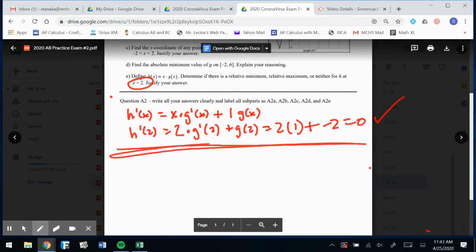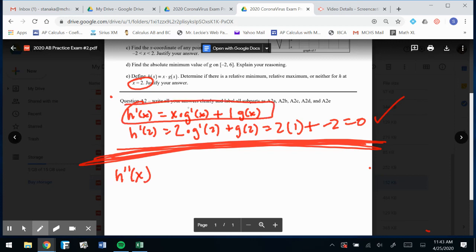Now remember, we can't really do sign analysis here. It would cause way too much work. So what we would do instead is use the second derivative to help us out. So let's go ahead and find the second derivative, which is a product rule: x times the derivative of g prime, which is g double prime, plus the derivative of x, which is 1, times g prime of x. That is just the product rule, remember, plus 1 times g of x. Well, that's just g prime of x.